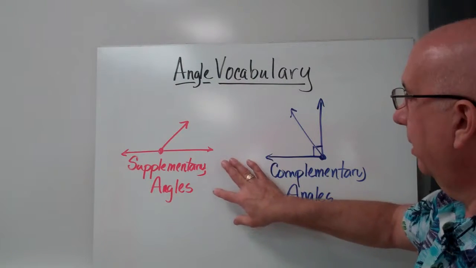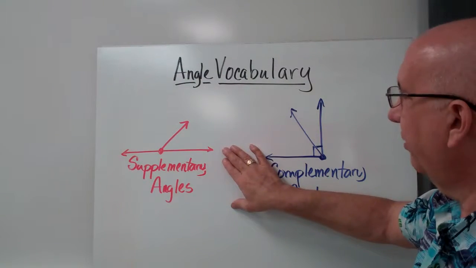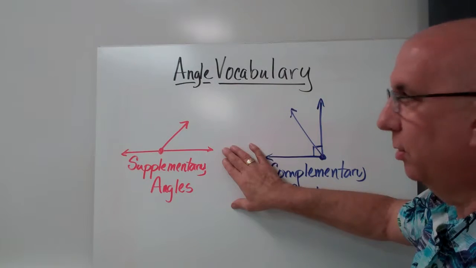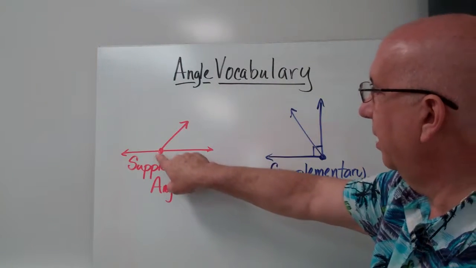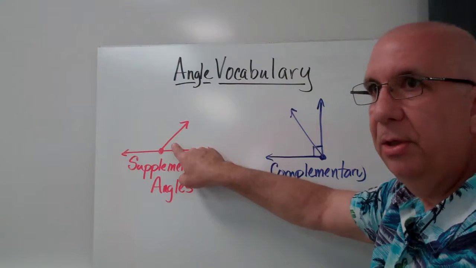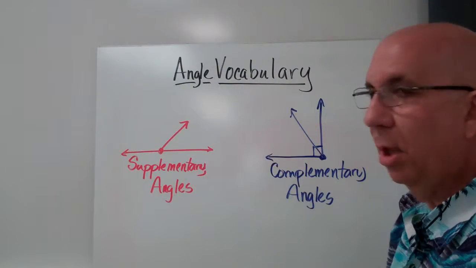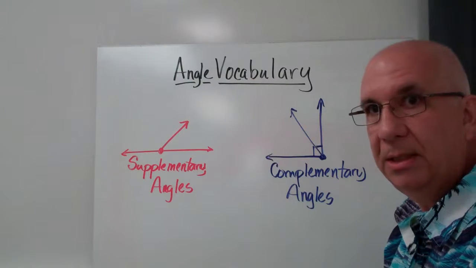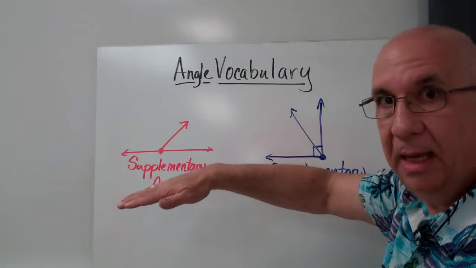The first angle type is supplementary angles. Supplementary angles are two angles that share a common endpoint and a common side. And the sum of their measures is always 180 degrees. That is, they form a straight line.